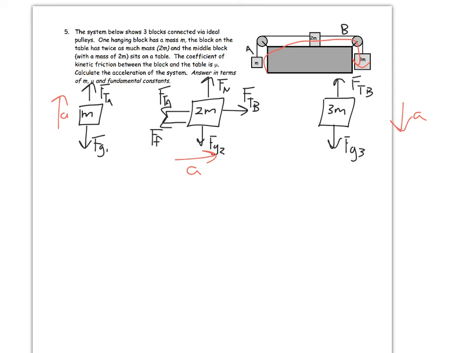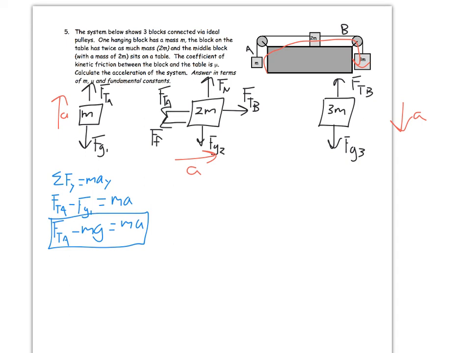Now that I have that, I'm going to set up max and may, or only may in the case of the two hanging masses, for each of these objects. So for block m, we have FTA going up minus FG1 going down. That's equal to ma. I'm making the direction of the acceleration be the positive direction. And I can substitute in for FG1. It's just going to be mg, and that's equal to ma. So there is my first equation for the block with a mass of m.